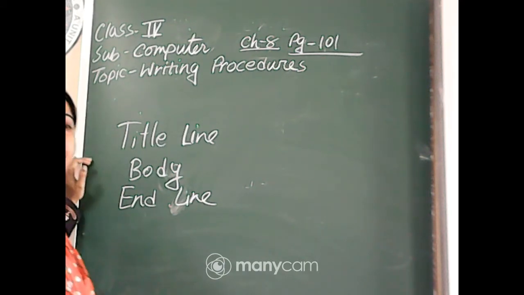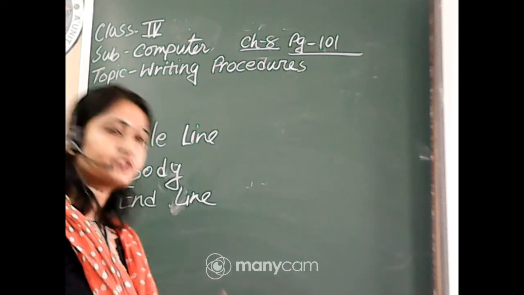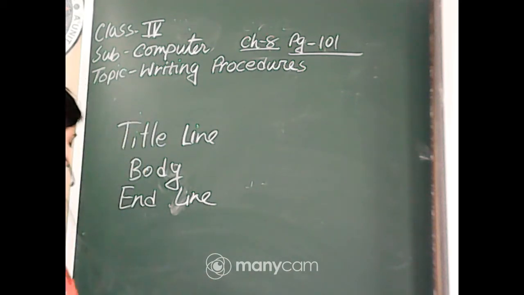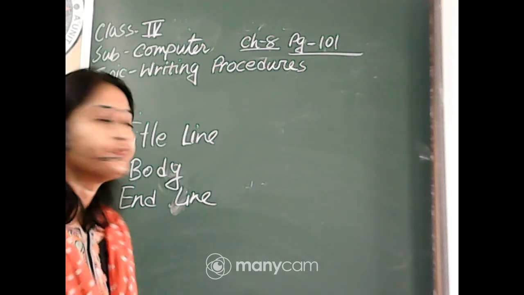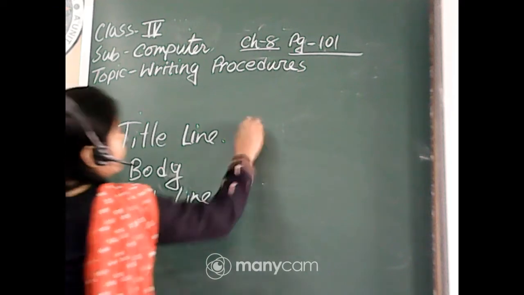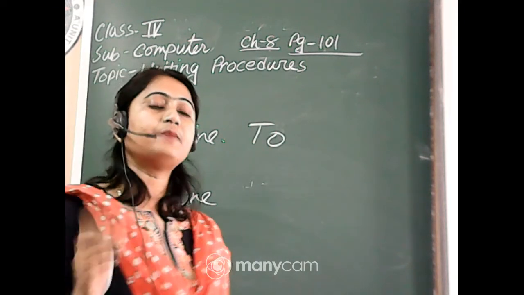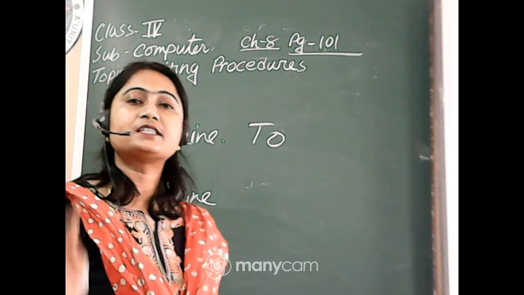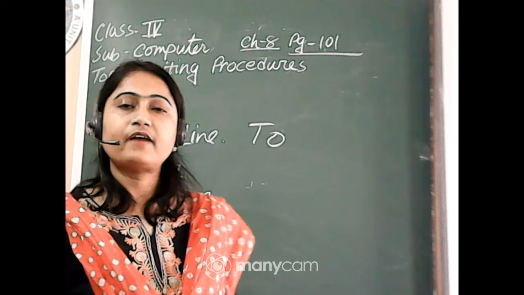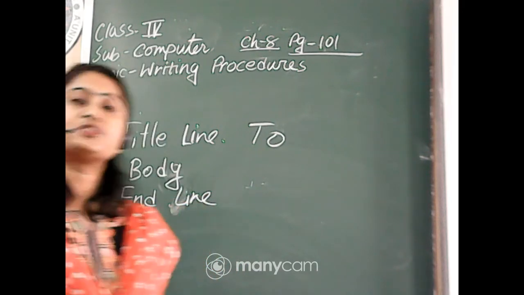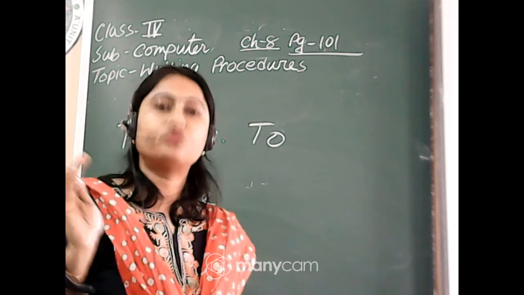What is the title line? In the title line, you have to give the name of the procedure. It defines the name of the procedure. It always starts with the word TO. When you give a name to the procedure, it always starts with TO, for example TO SQUARE. If you want to make a square, you can keep the procedure name square, but before the square you have to write TO.